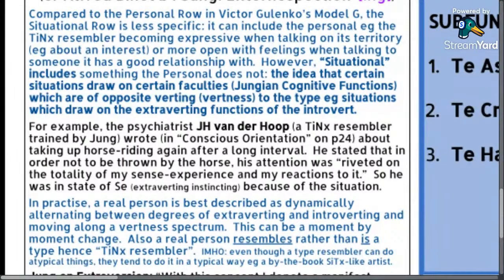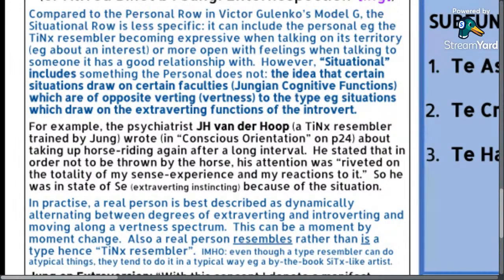Whereas Van der Hoop gives an example there of an INTP forced to extrovert because he was riding a horse. He had to put his attention outwards on what he was doing because otherwise he would be in danger of being thrown. There. Riveted on the totality of my sense experience and my reactions to it. So he was in a state of SE not because he was on his territory, but because the situation demanded it.